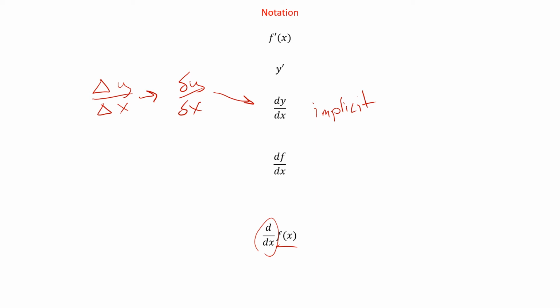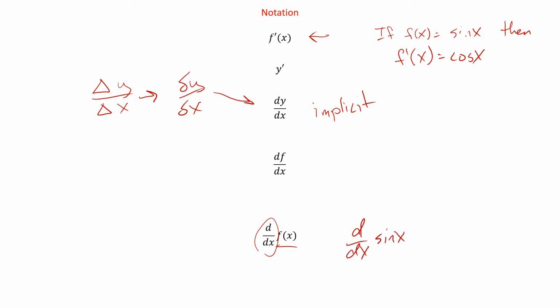So if we were to use this one up here in defining a derivative, let's say of sine, we would have to say if f of x equals sine x, then f prime of x equals cosine x. That's up there. This one, we can just say d over dx of sine x equals cosine x. The derivative of sine x equals cosine x.